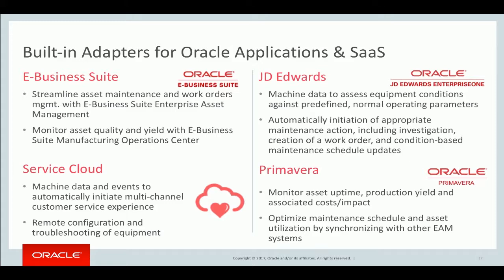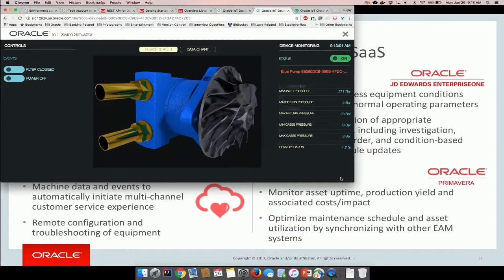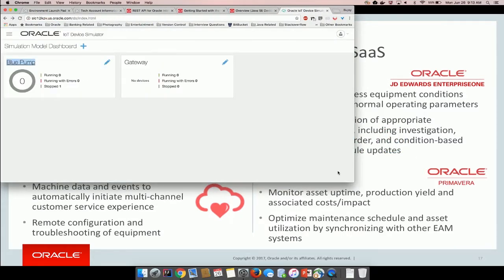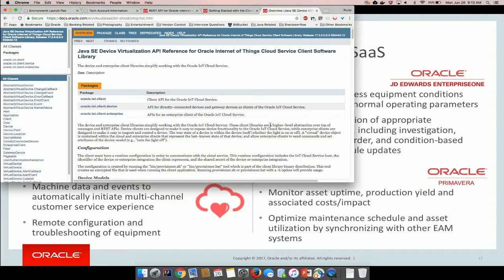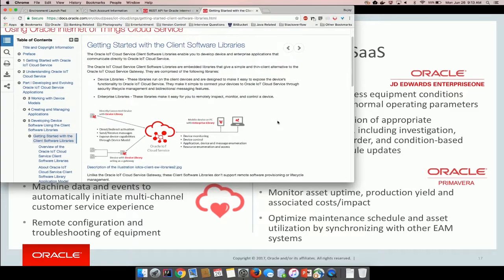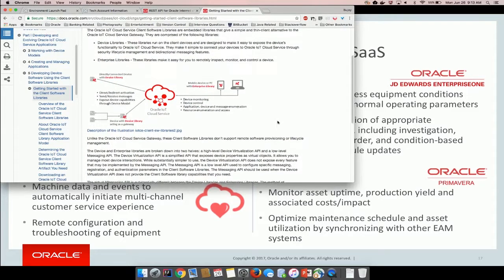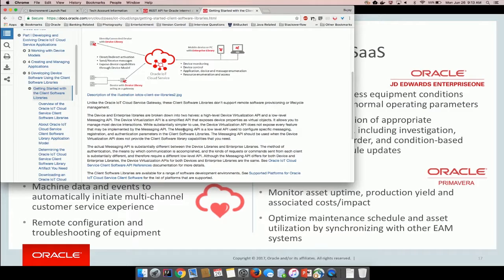applications, for example, EBS, JD Edwards, Primavera. And we have a lot of documentation on top of that. So, for example, all our client libraries that are written in Java are documented using JavaDoc. If you want to get started with our client libraries, we have a whole set of tutorials online to help you with that. We have detailed examples for the different types of client libraries that we have.